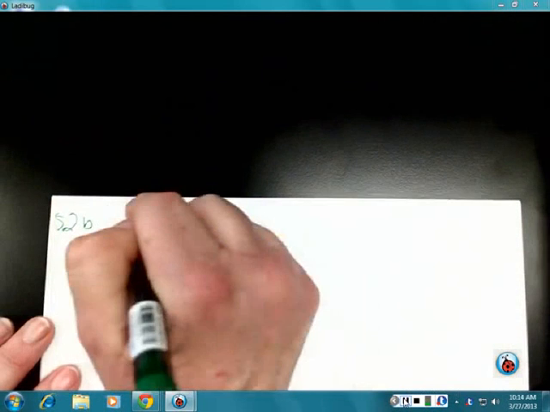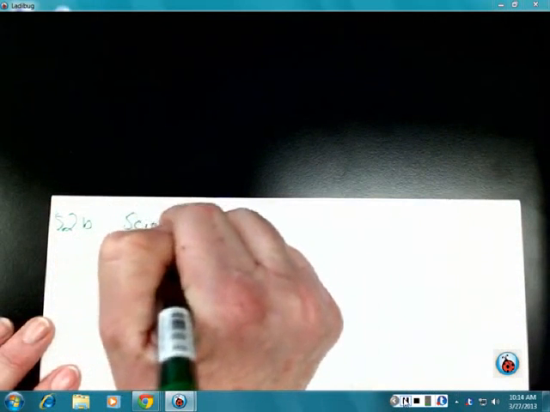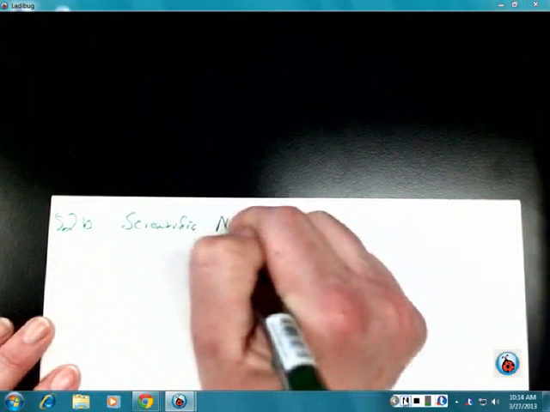5.2 is broken into two parts. We did 5.2A the other day. We're going to do 5.2B today. And 5.2B is scientific notation.